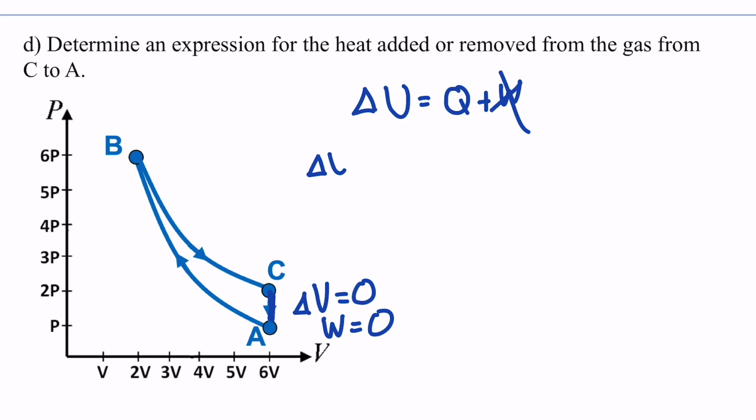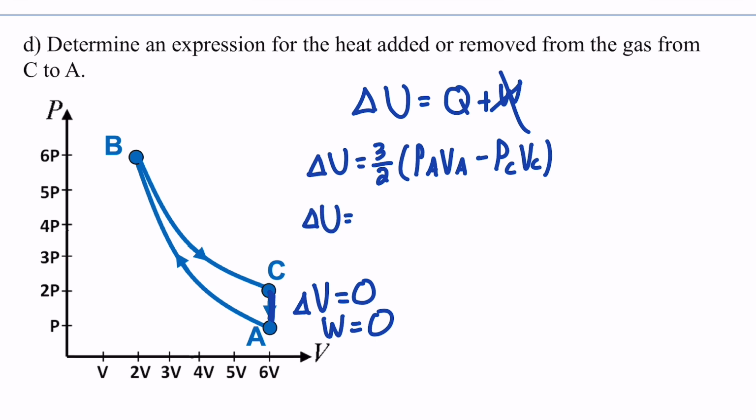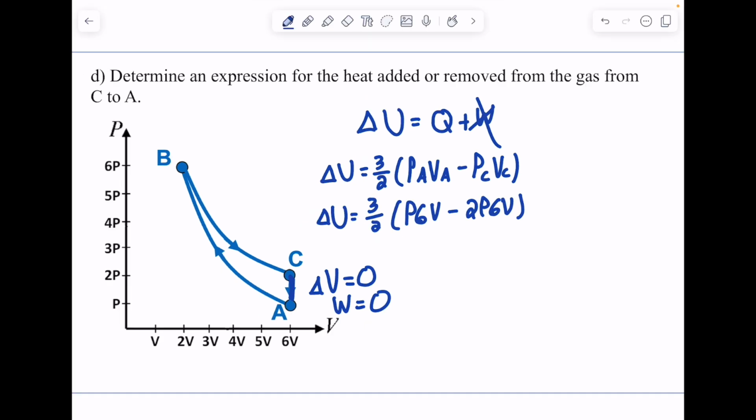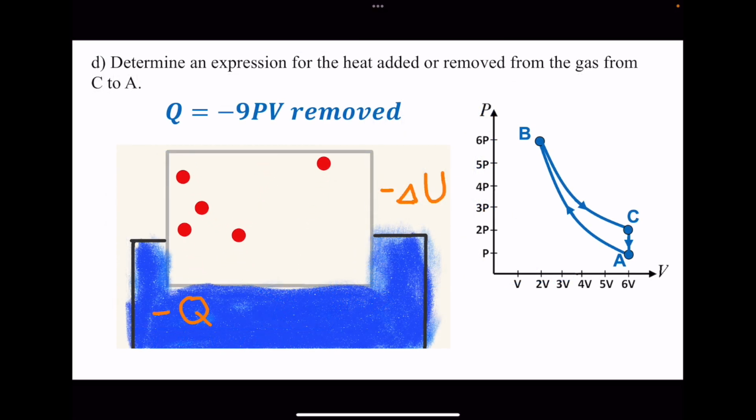To find delta U, because U is equal to 3/2 PV, I can do 3/2 final pressure times volume, which is at point A, minus the initial pressure times volume at point C. And this gives that delta U is equal to -9 PV. So here, heat is removed through something like an ice bath, and what that's going to do is, as the volume is locked in place, it's going to decrease pressure, which is looking at how fast the molecules hit the container, by slowing them down.